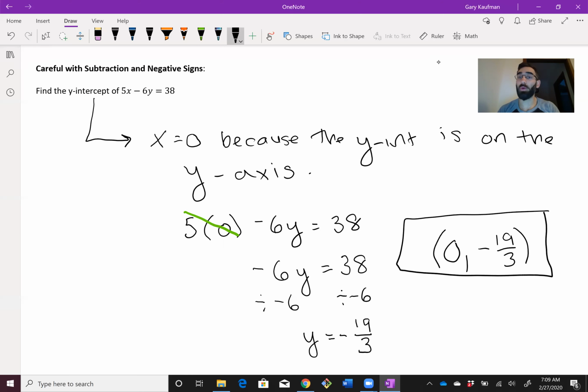Yesterday, some of us wrote the y-intercept as just -9 for one of the questions. It would have been 0, -9.